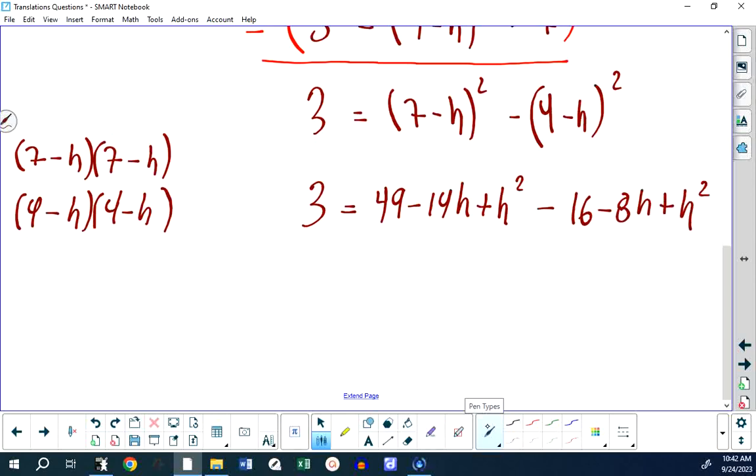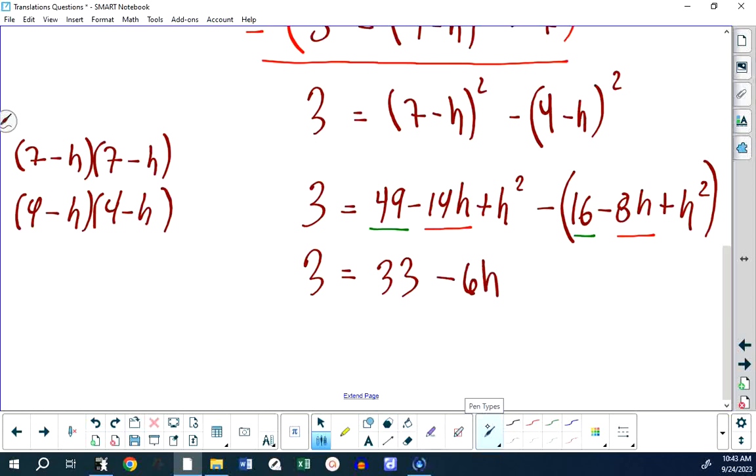And if that's what you write, then you've made a fatal mistake, which goes all the way back to grade 8, I suppose. We are subtracting 4 minus h squared. We're not simply subtracting part of 4 minus h squared. This is 3. I'm going to subtract these in pieces. I'm going to look at taking the 49 minus the 16, which gives me 33. I'm now going to take the negative 14h minus the negative 8h. Negative 14 minus negative 8 is negative 6, so I get negative 6h. And then h squared minus h squared is 0.